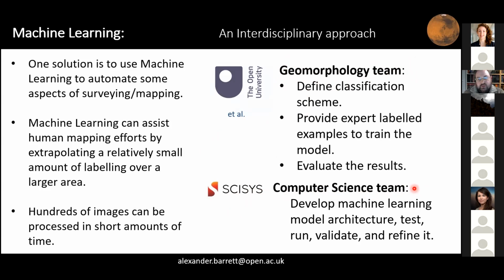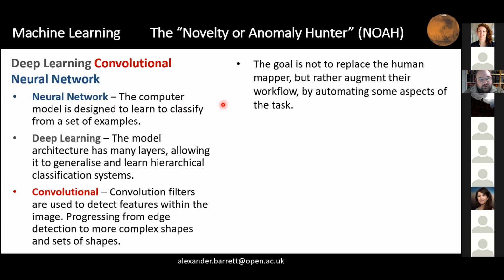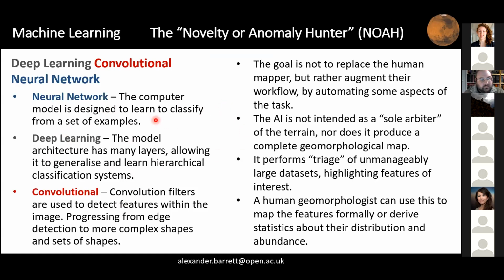My talk is going to be focused on how we as geomorphologists translate the questions that we would ask of the landscape into terms which we can then give to a deep learning network, rather than the specifics of the architecture of the deep learning itself. I probably don't need to introduce what a deep learning convolutional neural network is, but in brief, it is a computer model designed to learn from a set of examples. The model architecture has many layers, allowing it to generalize and learn hierarchical classification schemes, and it's convolution filters that we're using to do everything from edge detection up to the detection of fairly complex landforms.